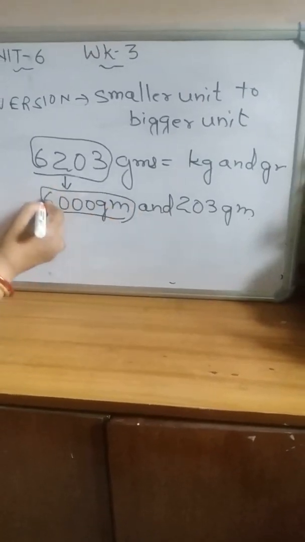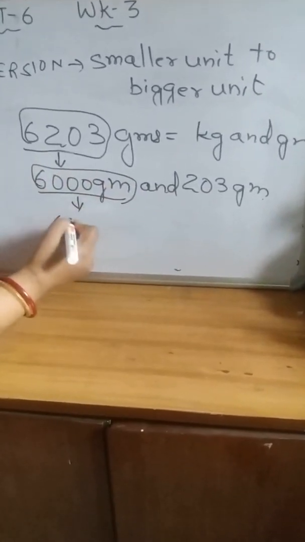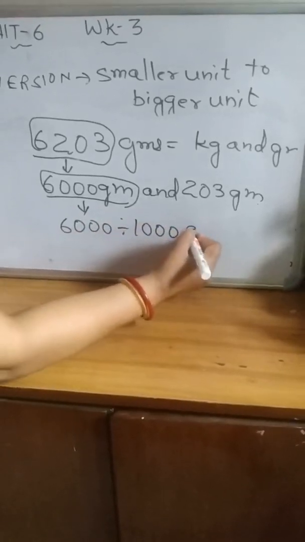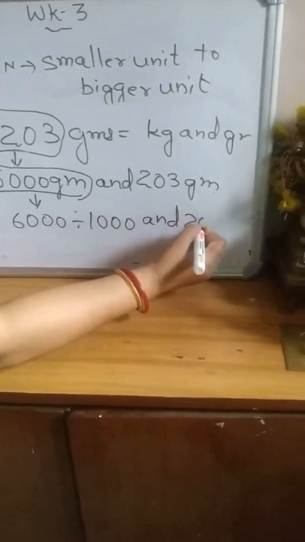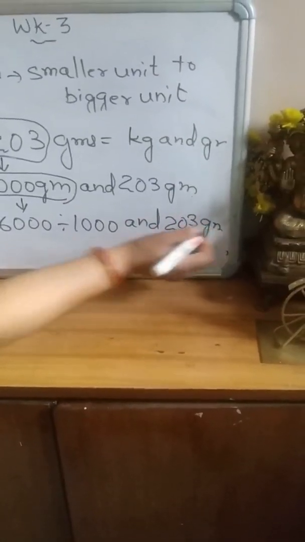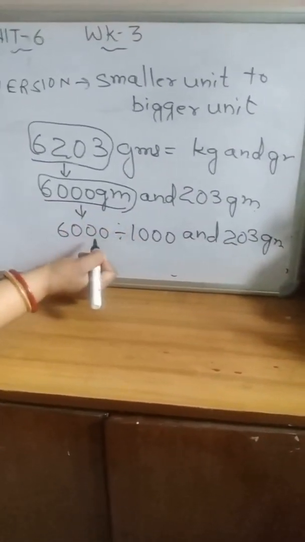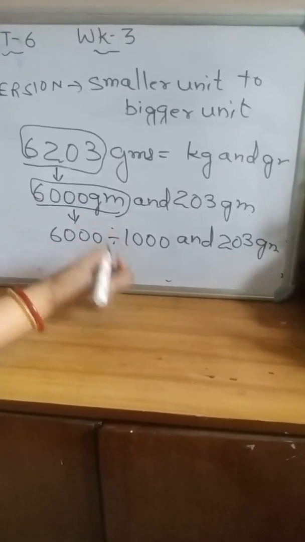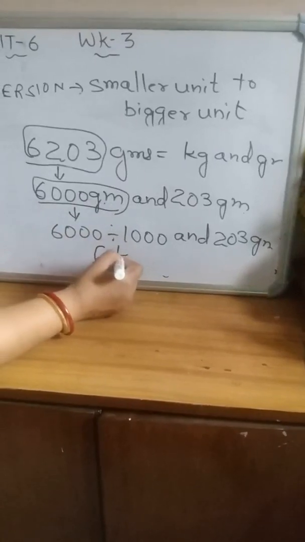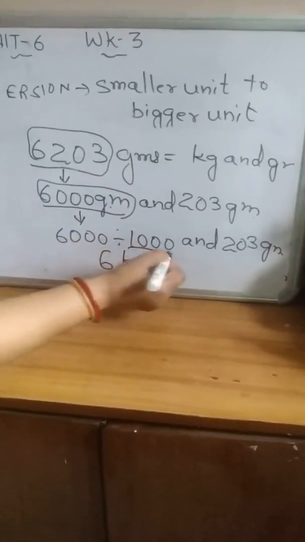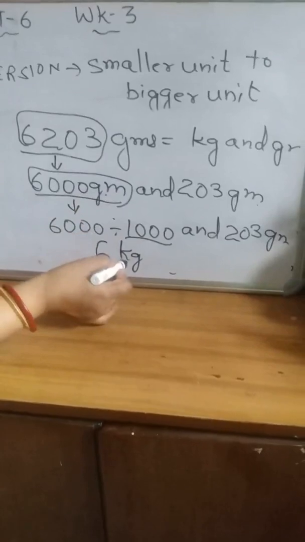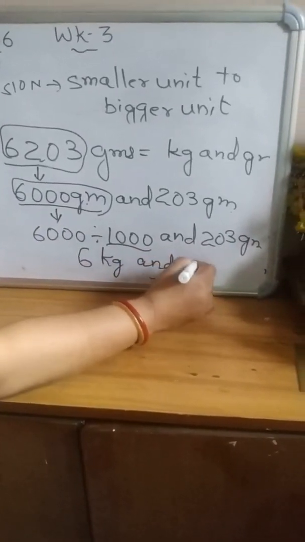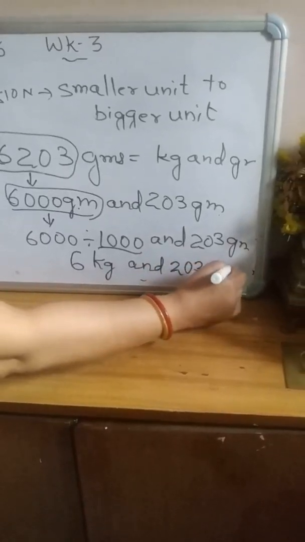We can convert it. How? This 6000 grams is divided by 1000, and 203 grams will go along with it. So 6000 is divided by 1000. The quotient is 6. So here the unit will be changed from gram to kilogram. After dividing by 1000, the unit of gram will be changed to kilogram, and 203 grams will remain along with 6 kilogram.